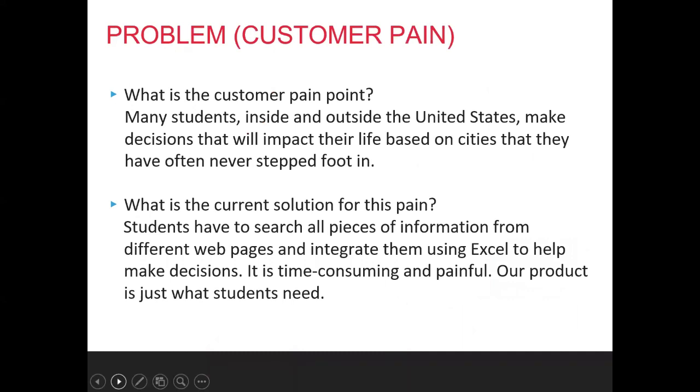Our product is designed to solve the customer's pain. Choosing which university to go to is an important decision. It at least decides where you will live in the next couple of years. However, many students aren't familiar with these universities, and also they know nothing about the future life they will experience. They have to search millions of websites, get information that matters to them, and arrange them in Excel to compare. It is very time-consuming and painful, and our product is just what students need.